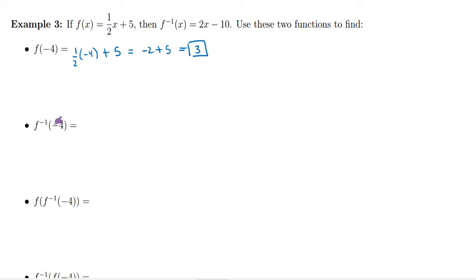Okay, let's figure out what f inverse of negative 4 is. So plugging in negative 4 up here, we have 2 times negative 4 minus 10. That is negative 8 minus 10, so that is negative 18. Okay, and just as an interesting check, if you plugged in negative 18 into f, what would you get? You get negative 18 over 2, which is negative 9. Then you add 5, you get negative 4. So you see you get back what you were plugging into the inverse function. So these are behaving like inverses as they should.